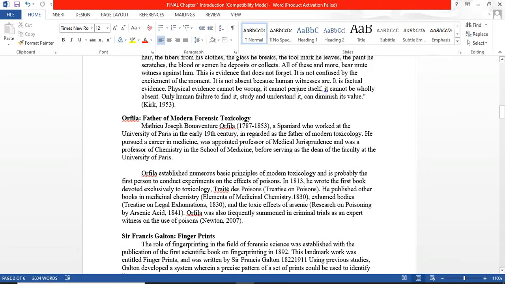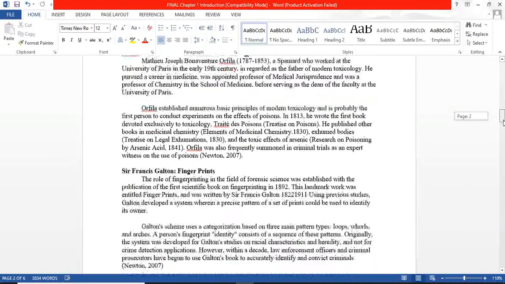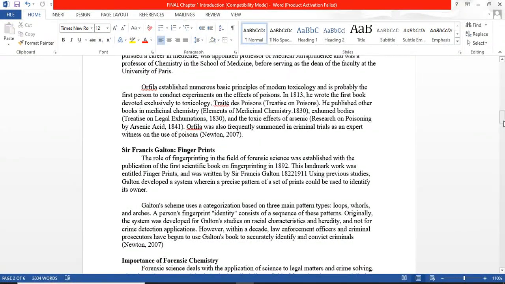Sir Francis Galton for the fingerprints. Okay, so the role of fingerprinting in the field of forensic science was established with the publication of the first scientific book of the fingerprinting in 1892. This landmark work was entitled Fingerprints and was written by Sir Francis Galton, 1822-1911. Using previously studied, Galton developed a system wherein the precise pattern of a set prints could be used to identify its owner.